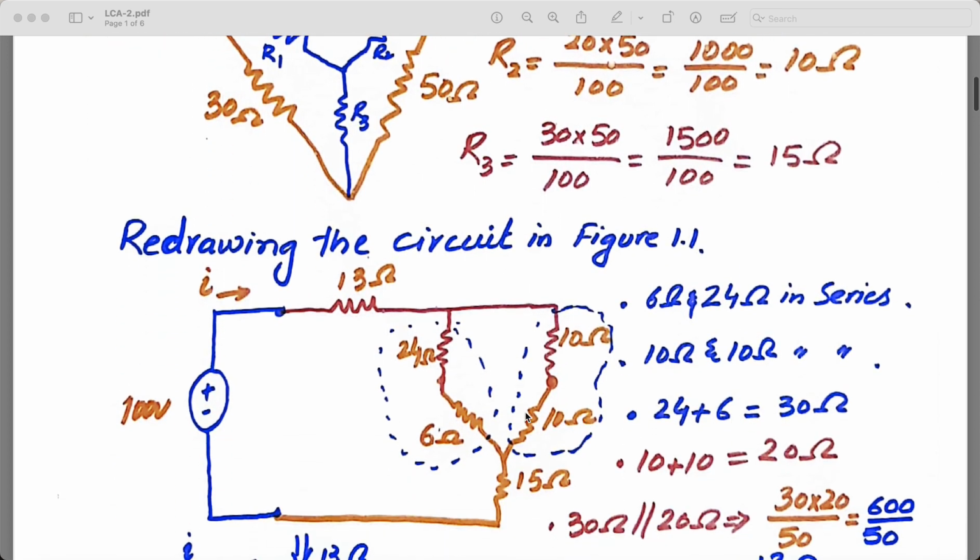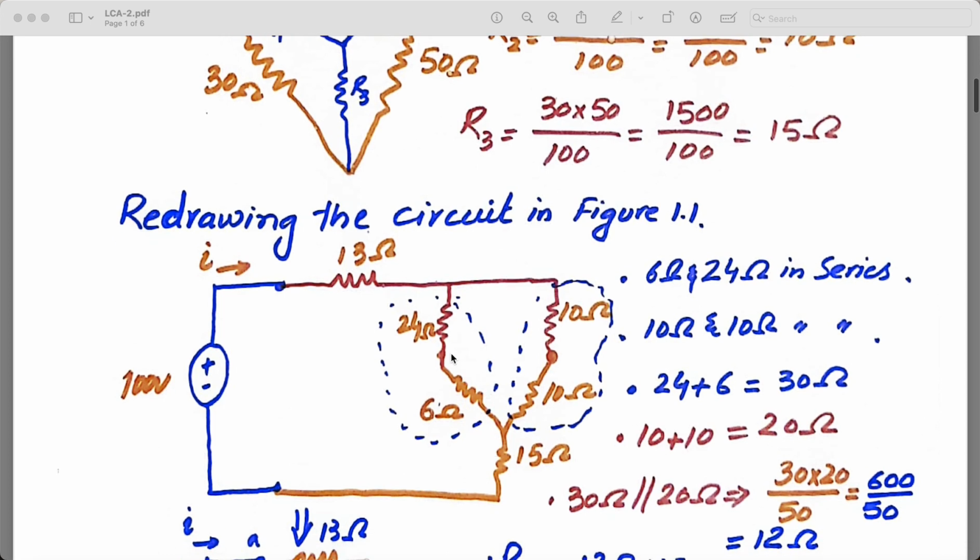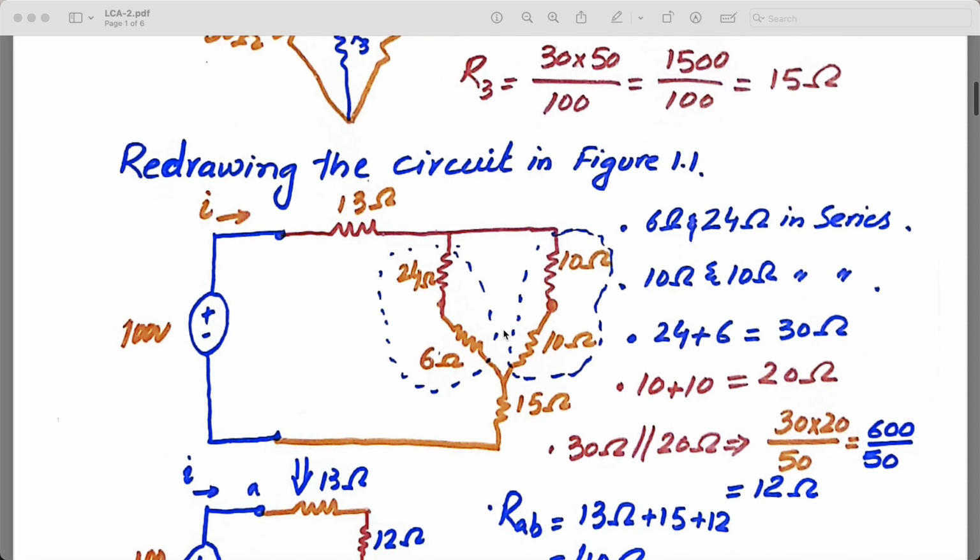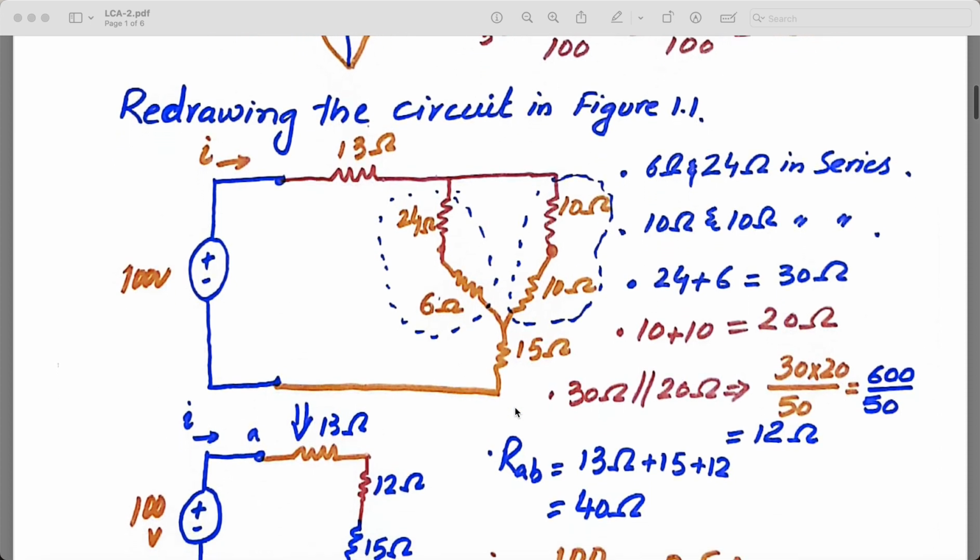Then you can redraw the above circuit in this pattern, inserting the Y portion in place of the delta portion, and then it is very easy to calculate. Here you can see these are series components, and then this 10 and 10 ohm are in series, 24 is in series with 6 ohm, and their answer is in series with 15 ohm. Then their answer will be parallel to each other.